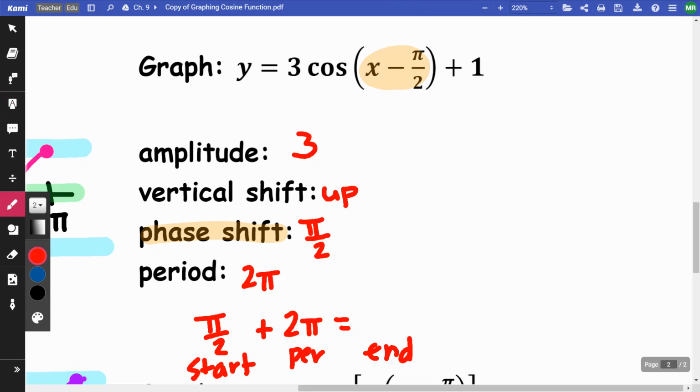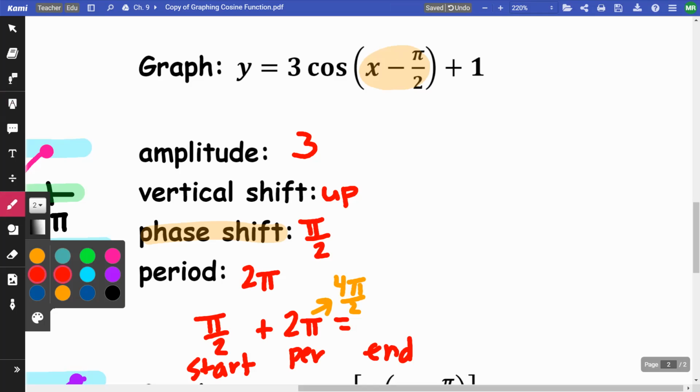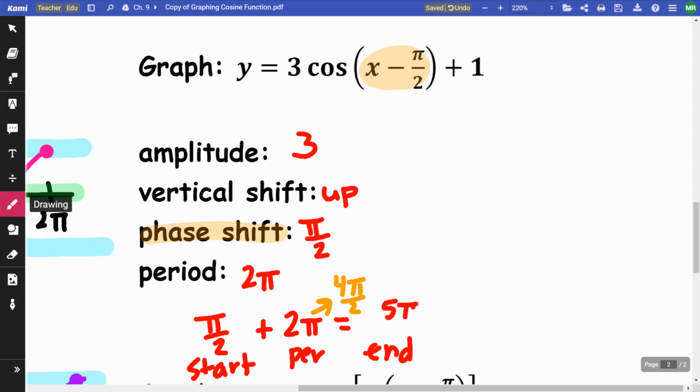So when I add 2 pi onto pi halves, 2 pi I can really write as 4 pi halves. So really I have pi halves plus 4 pi halves, which is 5 pi halves. So I'm starting at pi halves, ending at 5 pi halves.